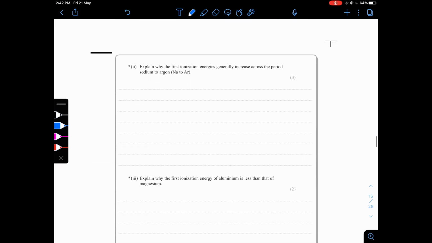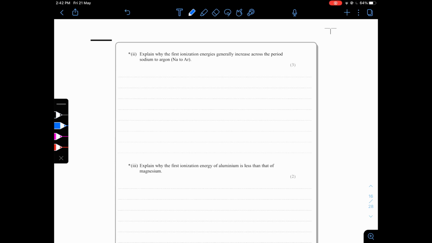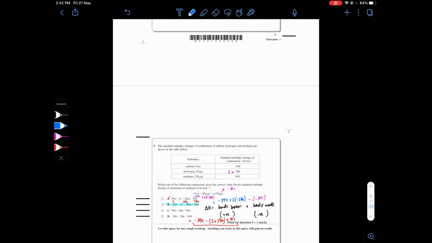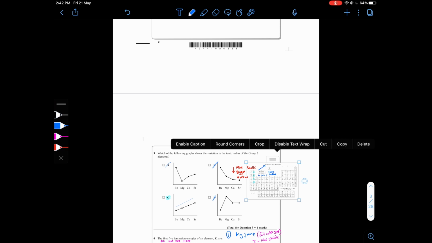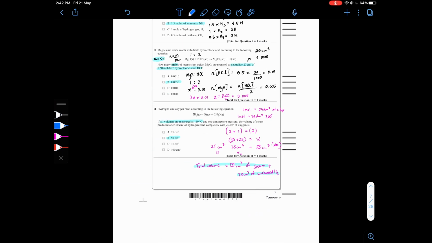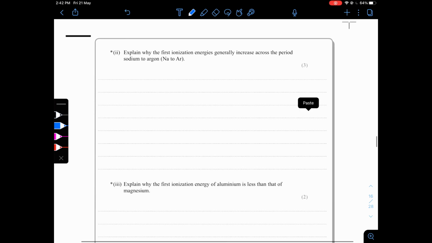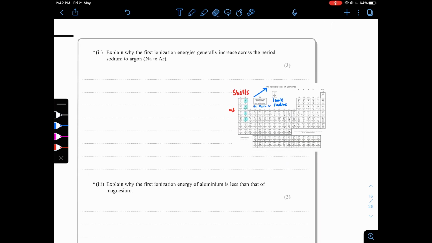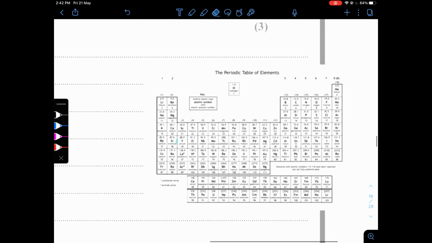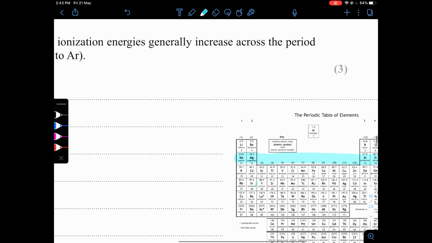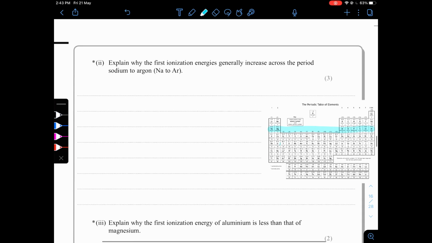Okay, so explain why the first ionization energies generally increase across the period from sodium to argon. So if we're talking about sodium, let's get the periodic table and we go back down again and we'll explain. So let's talk about sodium to argon. So we're talking about from sodium all the way to argon here. So the question is asking us why the ionization energy generally increases.